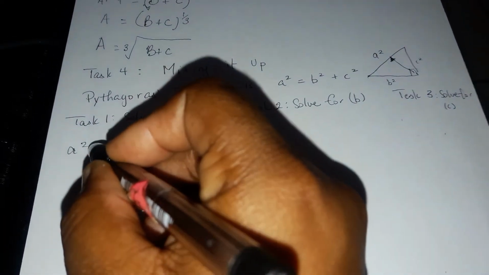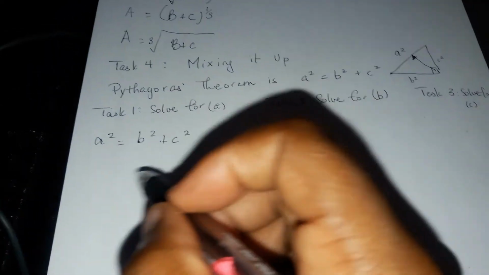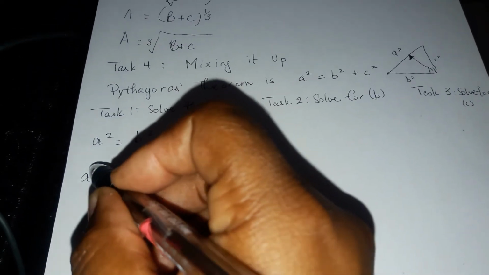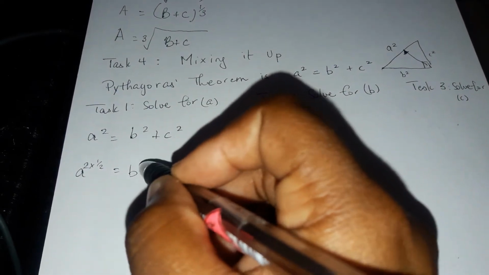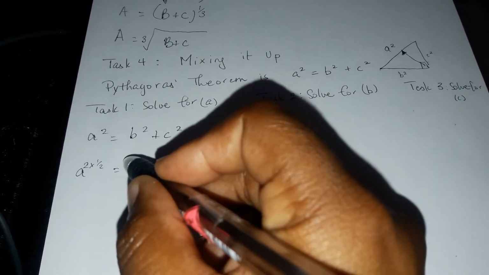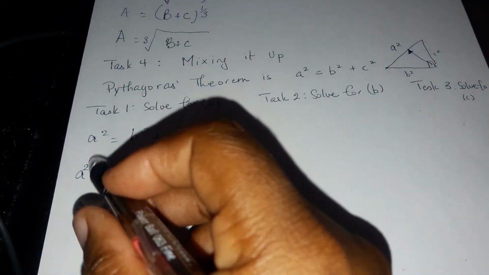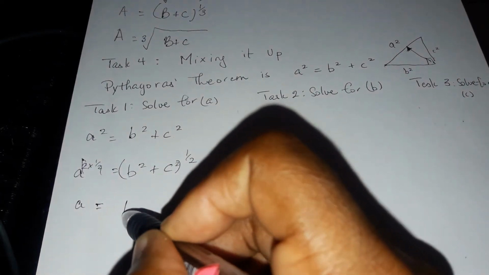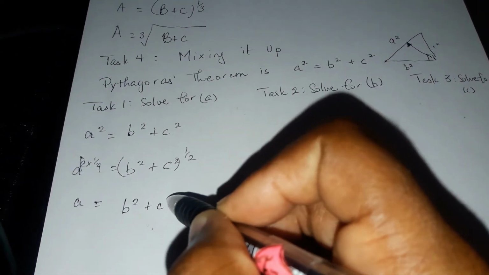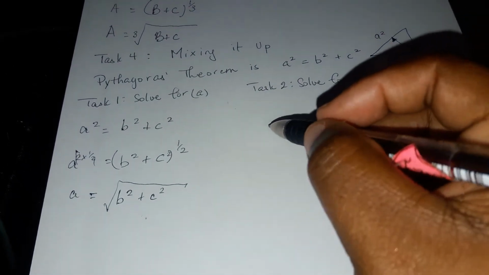So if a squared is equal to b squared plus c squared, we know from above that to get rid of this square, you multiply by a half, and you put these in brackets and raise it by a half as well. So these are going to cancel out, and we're left with the square root of b squared plus c squared.